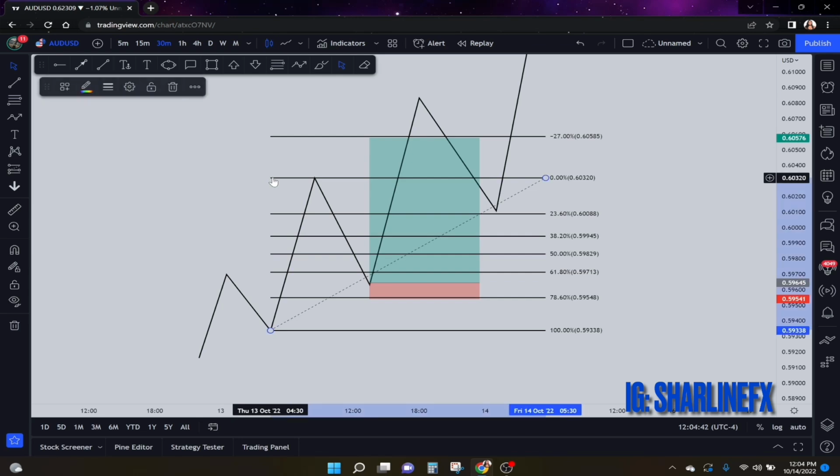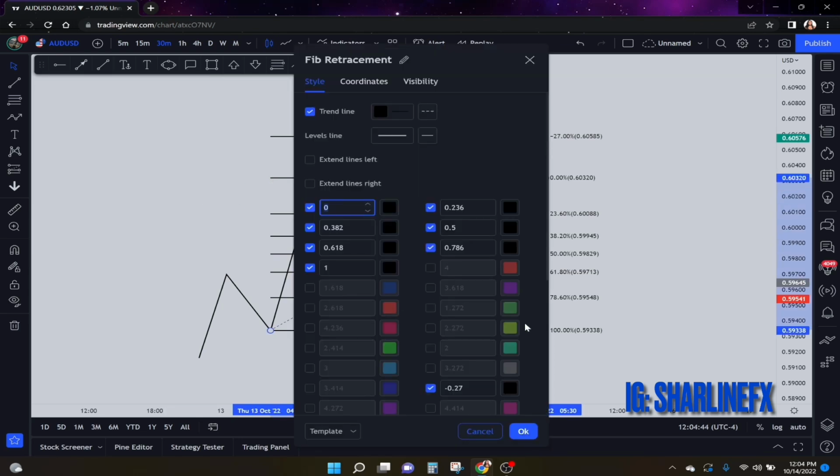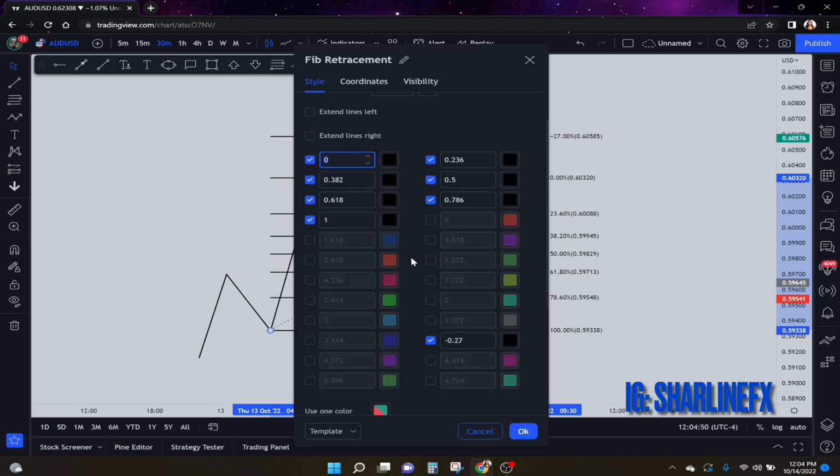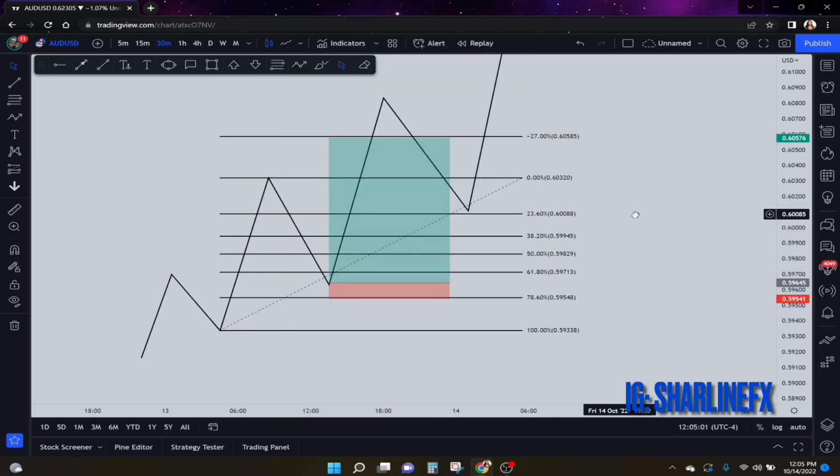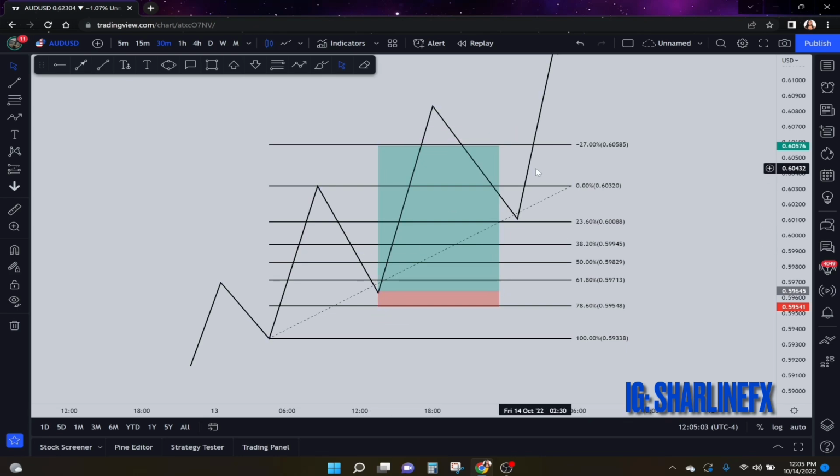All right, really quickly, let me show you guys my fib setup here. This is how my fib is set up. These are the measurements that I use. I keep all my lines black just to keep it simple, and this is all you need. So record it, take a picture, screenshot, whatever you need to do. All right, so that's how the fib is set up on basic market structure here.